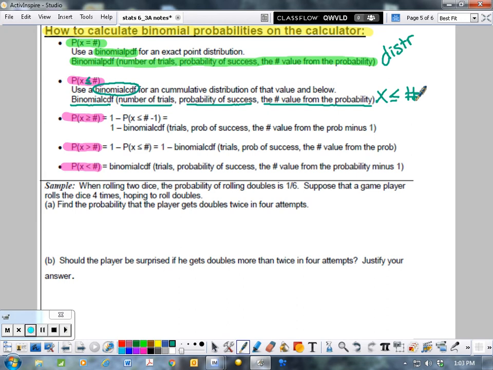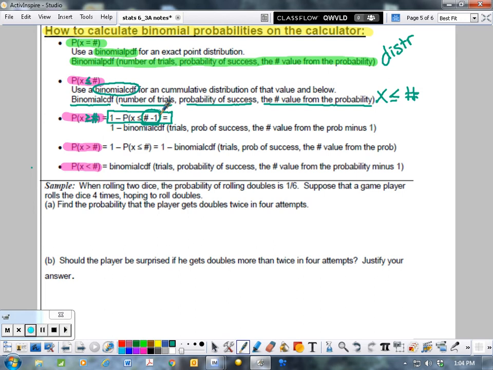But if you want greater than or equal to, because the calculator only calculates less than or equal to, you now have to use a slightly different formula. You're going to do 1 minus the probability X is less than or equal to the number minus 1. Since this number is included here, I cannot include it over here in that binomial. So I want everything lower than that, so the next one lower is the number minus 1.